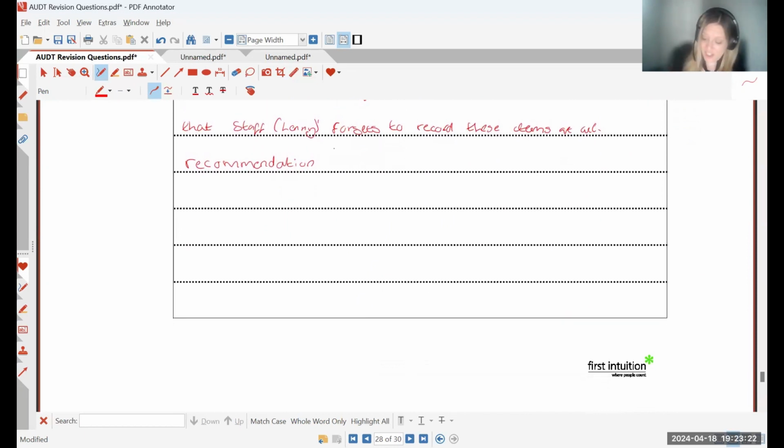So recommendation number 2, only inventory booked into the system can be used in production. Quite obvious. Now, what this means is if production are waiting for certain items, hopefully that will hurry Lenny along to record these items into inventory. Kill two birds with one stone.